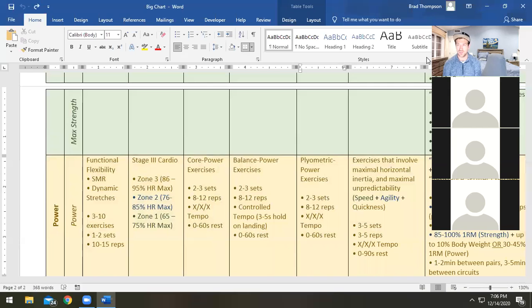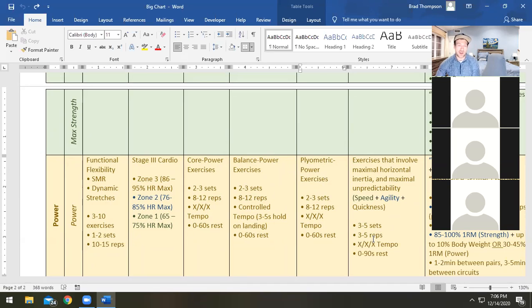Any questions on movement prep? Questions, comments, concerns? Charlie, how's my pace? Oh, you're good. I was just going to ask, Brad, so you have to go through, how could I word it? Before I actually get to the resistance part of the workout, I have to go through all these, right?